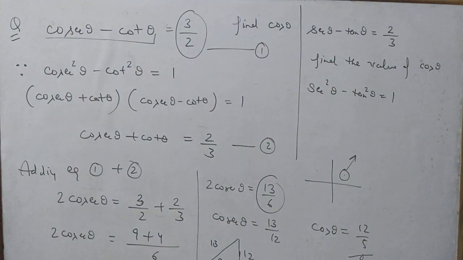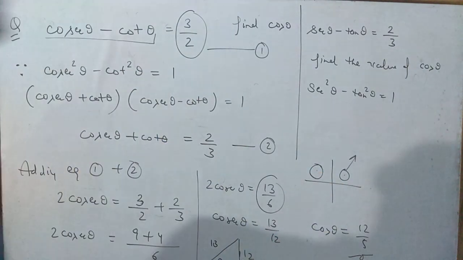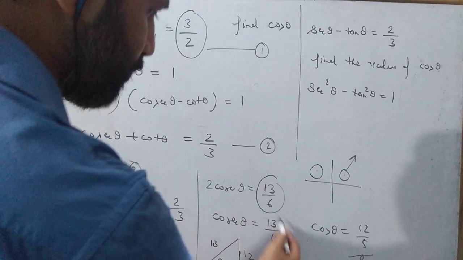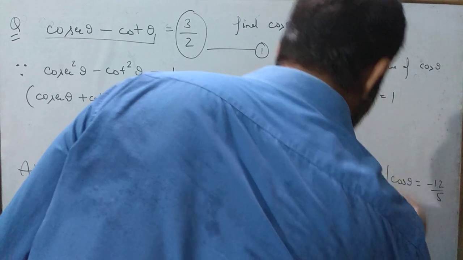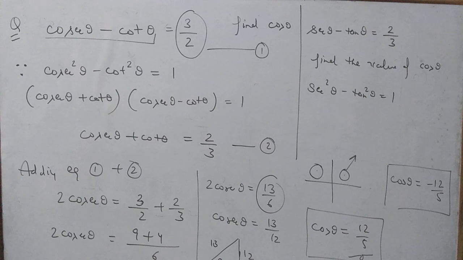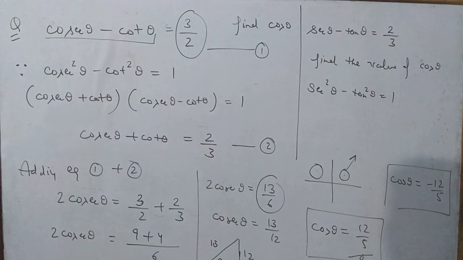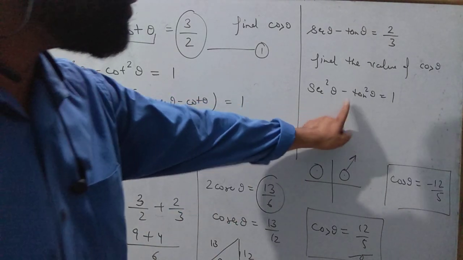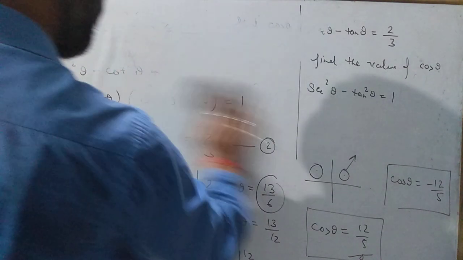But we can also write a second answer. Since cosec is positive, it also lies in the second quadrant. In the second quadrant, cosec is positive but cos is negative. So the value of cos theta is minus 5 by 13. Both are answers unless it is defined in which quadrant the angle lies. In the same manner, this question can be solved with sec theta plus tan theta and sec theta minus tan theta to find the value of cos theta. So this is the concept of the trigonometric functions.